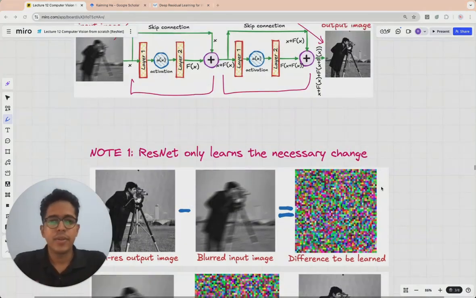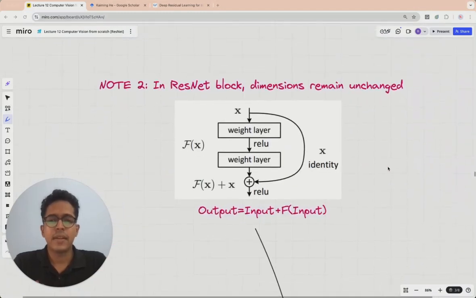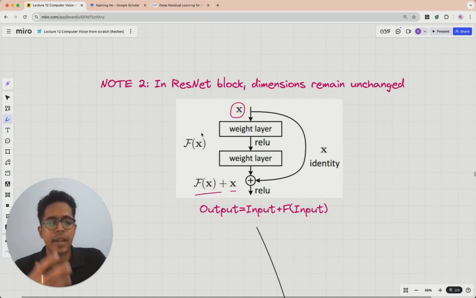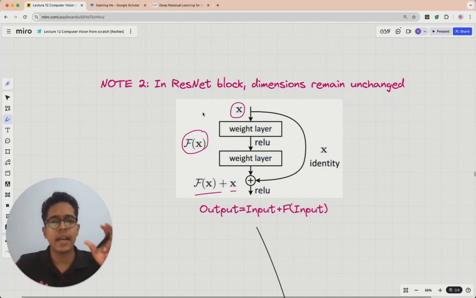In ResNet, one thing you should note is that in one skip module, the dimension remains unchanged. So whatever is the dimension of x, the dimension of f of x should also be the same as x. Otherwise, you can't add f of x and x. So imagine x is an image. You are adding some kind of noise or some kind of difference to the image to create a modified or transformed image. Then if x is a 32 by 32 image, f of x also has to be 32 by 32. Otherwise, you can't add f of x and x, right? So please note that dimension remains unchanged in one block of the ResNet.